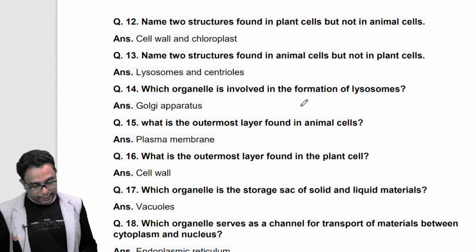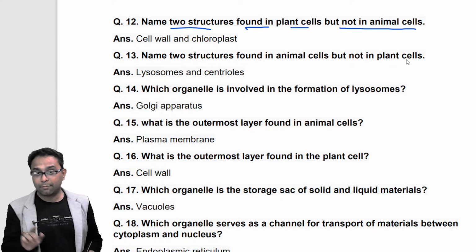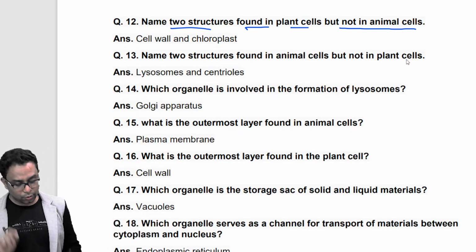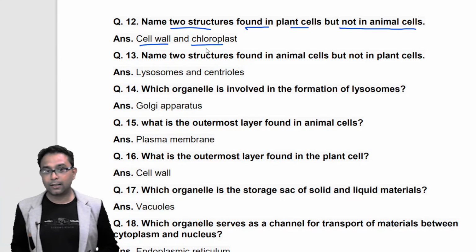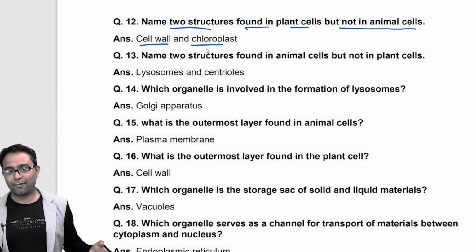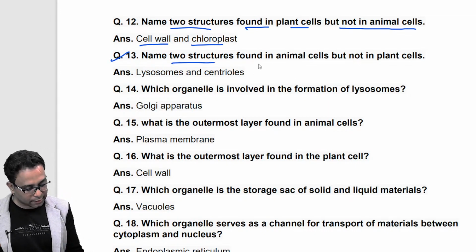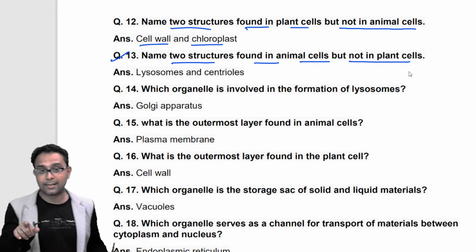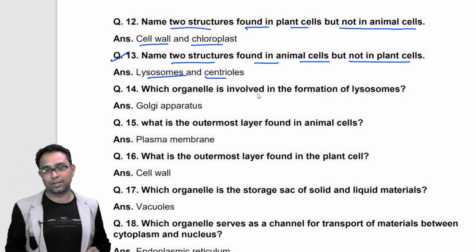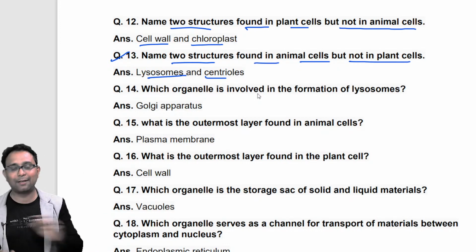Next question. Name the two structures found in the plant cell but not in the animal cell. That means these are the two important structures found in the plant cell but not present in the animal cell. You know, the cell wall and the chloroplast. These are the two most important structures present only in the plant cell, not in the animal cell. Right? Now we go to question number 13. Name the two structures found in the animal cell but not in the plant cell. Lysosome and the centrioles. These are two important unique cell organelles which are present only in the animal cell but not in the plant cell.